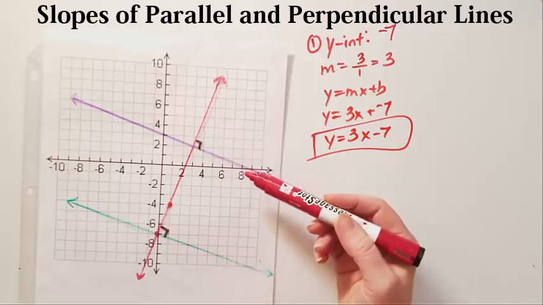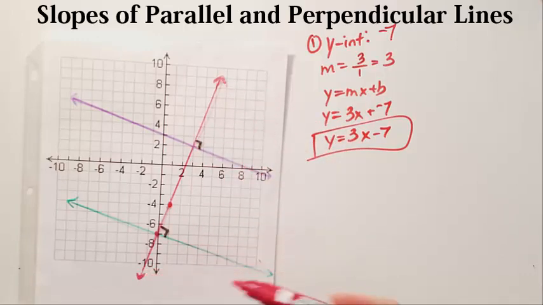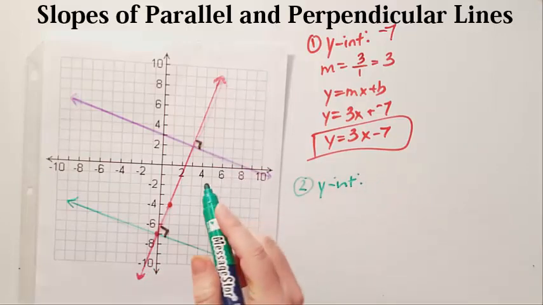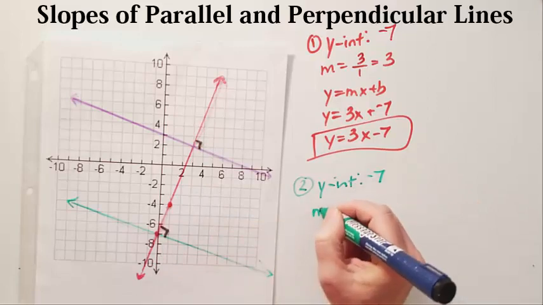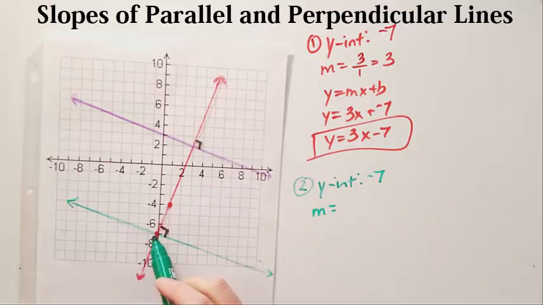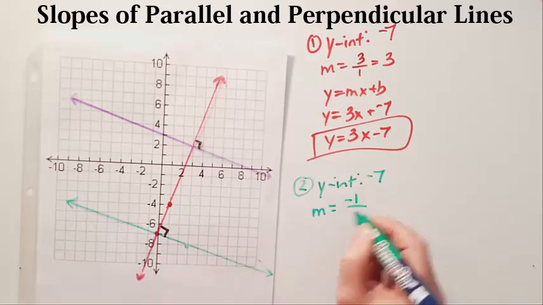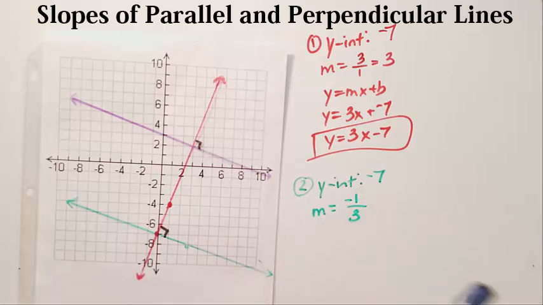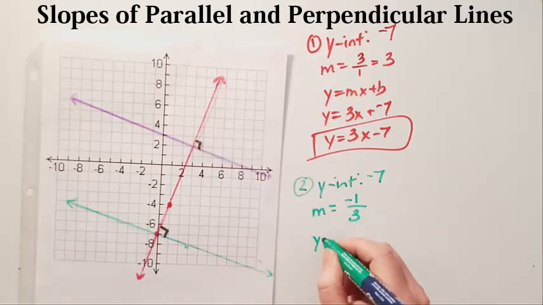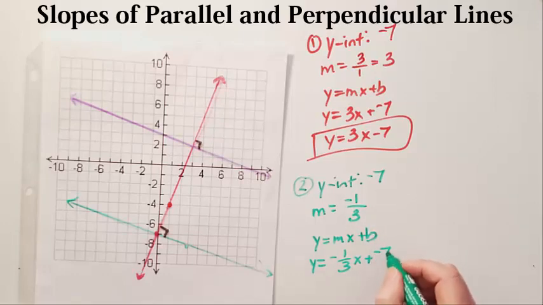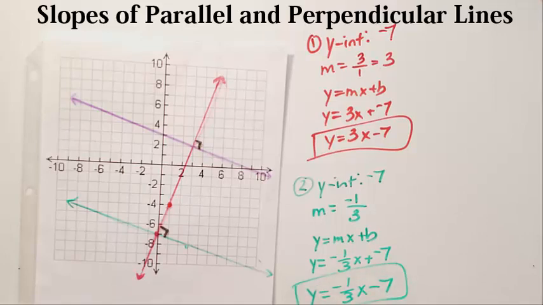Now since both the green and the purple are individually perpendicular to the red, let's see how those equations map out. So my green equation, I need the y-intercept. The y-intercept is -7. I need a slope. If I went from this exact pretty corner to this exact pretty corner, I see that I went down 1 and I went across 3. So this doesn't simplify at all. It's just negative 1 over 3. So y equals mx plus b is my equation of a line. So y equals, my slope is negative 1/3 x plus my b is negative 7. So y equals negative 1/3 x minus 7 is the equation of my green line.